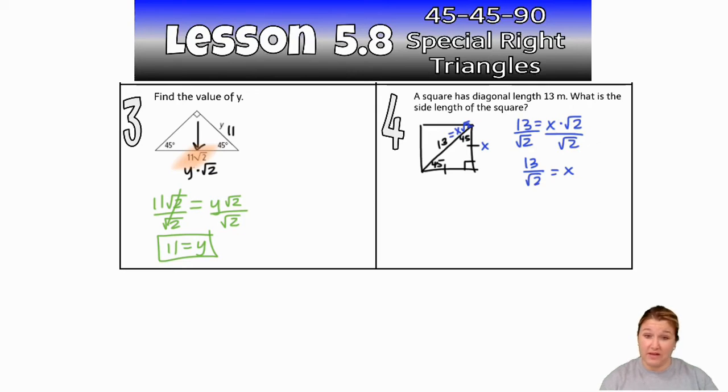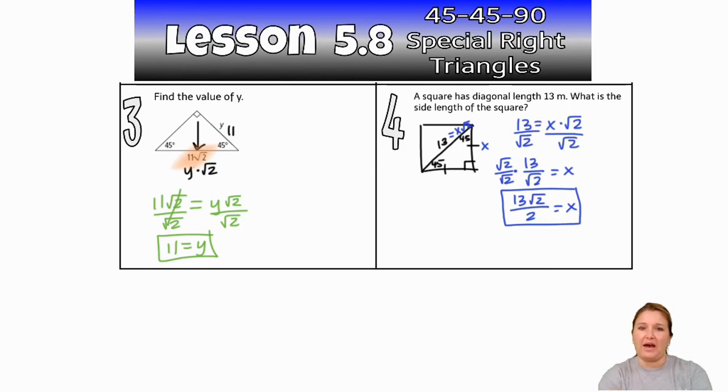Remember, you can't leave it in that form. So I'm going to multiply by the square root of 2 over the square root of 2. And so I'm left with 13 times the square root of 2 over 2 is equal to x. This time, since 13 and 2 don't simplify and they don't make a nice, pretty coefficient, I'm just going to leave it as 13 times the square root of 2 divided by 2. So don't make that 6.5, and don't try to change or reduce that to anything.